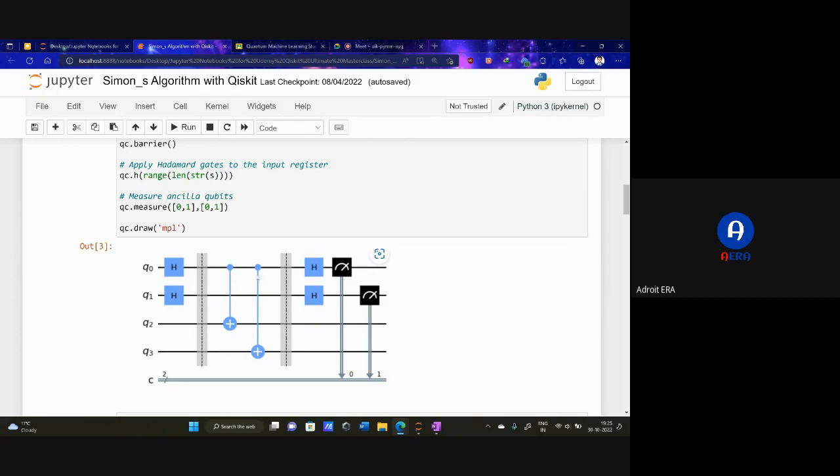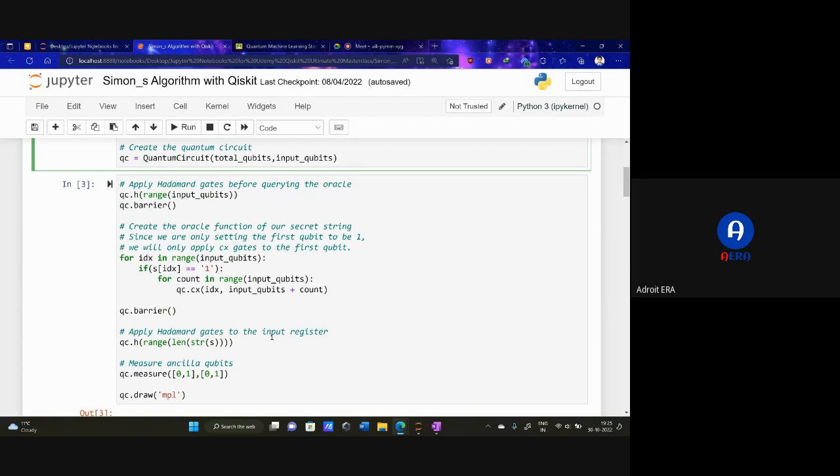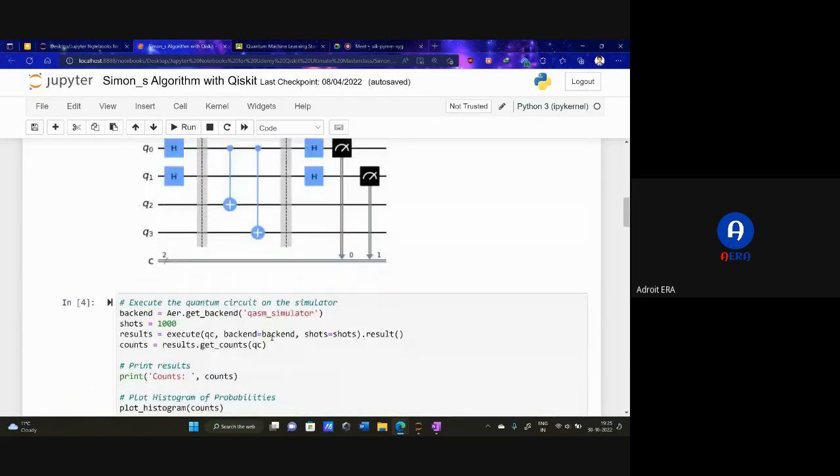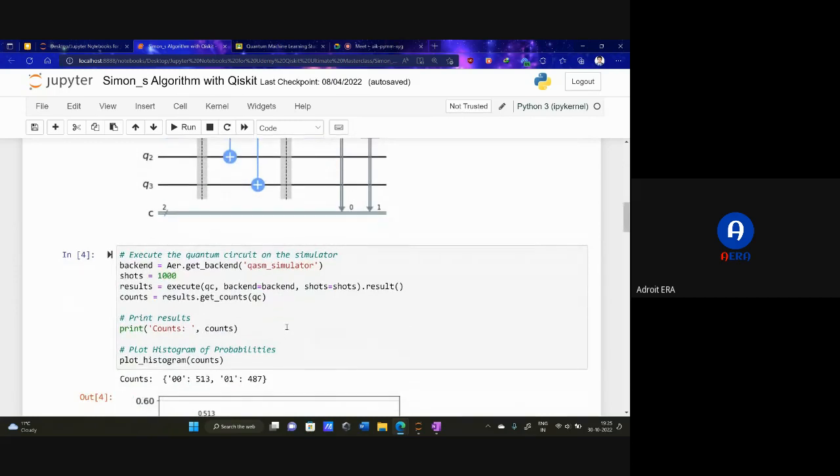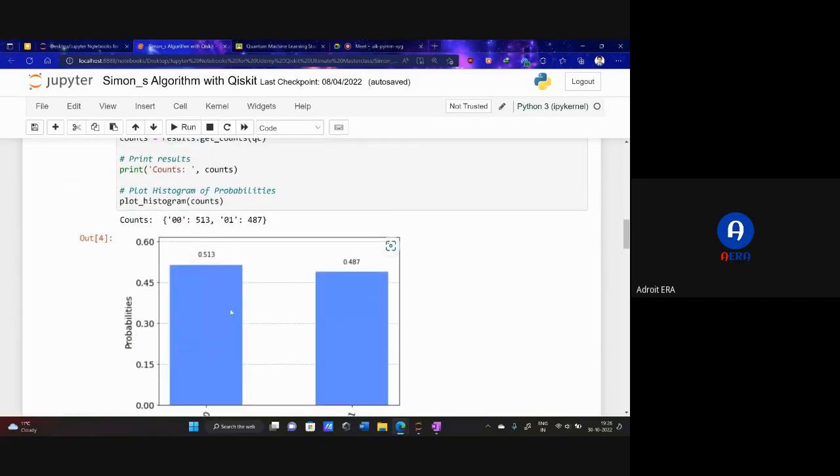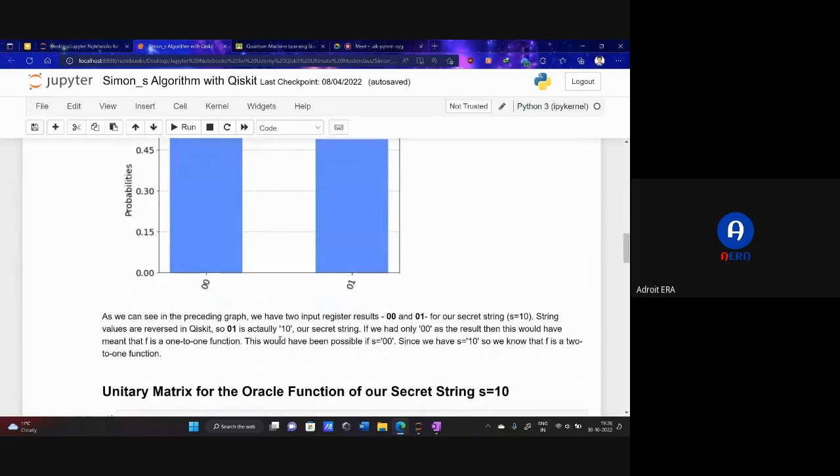So we put that because this is 1 0. If it was 0 1, what would have happened? Then this control would have been here, in the second qubit. So whenever you take these kinds of strings and apply this, this is the oracle for this part. Now you are going to execute this, and once you execute it you get this kind of result, 0 0 and 0 1.